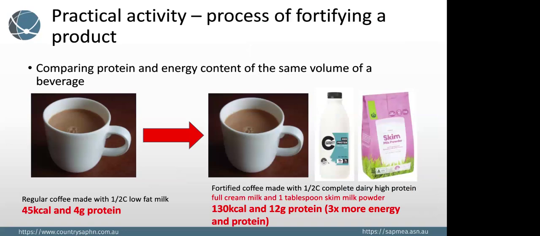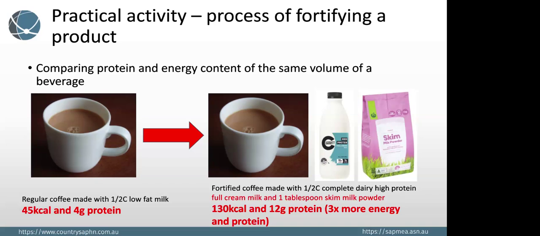This is practically showing you a few pictorials of the process of fortifying a product. If we focus on Mary's cups of coffee and tea, like I said, she's having a fair few a day and they're not really giving her much. It's about 45 calories each and 4 grams of protein. So very minimal. She's only getting something like 12 grams of protein a day from them. It's quite low. If we use a couple of products from the supermarket, there's a milk called Complete Dairy High Protein Milk. A normal full glass of milk has 8 grams of protein. This has 15, so we're easily doubling. So even if she's getting half a glass, she's getting the amount that a full glass of normal milk gives her. We're also going to add some skim milk powder.